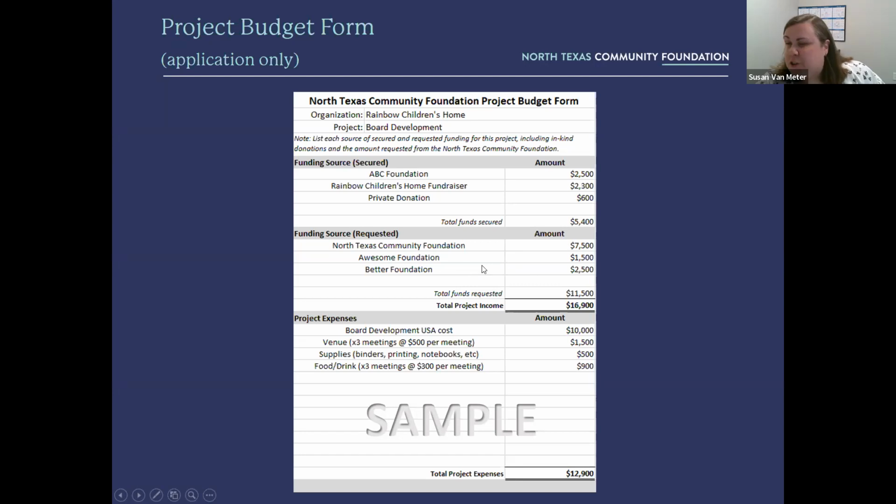If you, and these are made up organizations, so if you are requesting money from the Austin Foundation or the Better Foundation, you want to list how much you are requesting from those organizations. And then you want to give an outline of your project expenses and how much that's going to cost. And this is helpful for the grant committee to see how much your project is going to be, how much it's going to take to do your project, and what kind of funding you've already secured and sourced for this project.